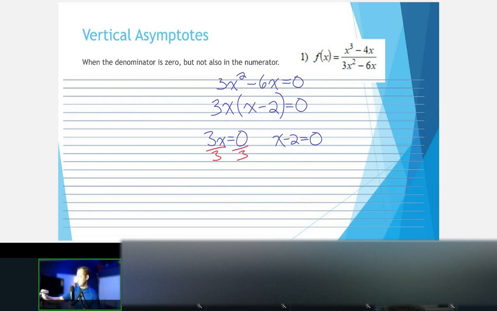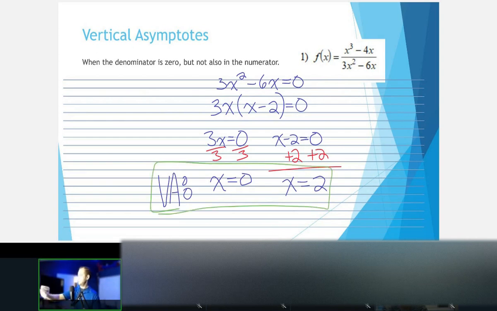And then we get x equals, well, 0, right? And then the other one, we're going to add 2 to both sides, right? And then we get x equals positive 2. So your VAs are these two answers.